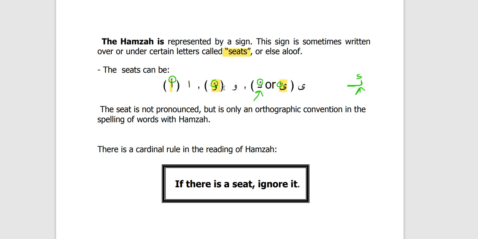Just ignore the letter. The seats are not pronounced, but are only an orthographic convention in the spelling of words with hamza. And there is a rule in reading hamza that I told you: you have to completely ignore the seat, just see the hamza and the haraka and read. Hamza does not have long counts, it only comes with one count. So if you see a seat, ignore it. This is very, very important.